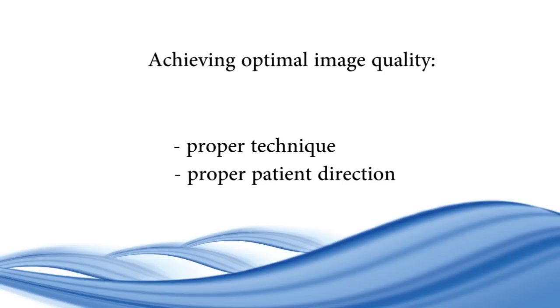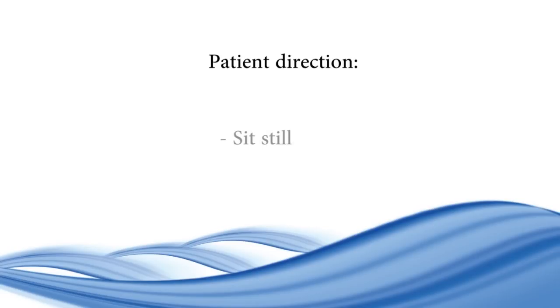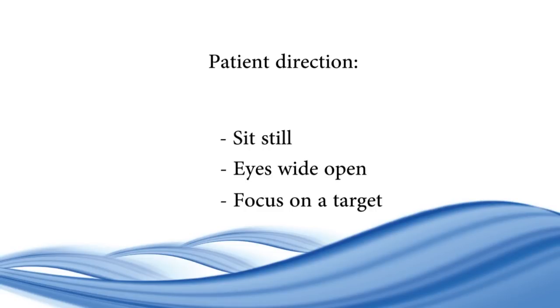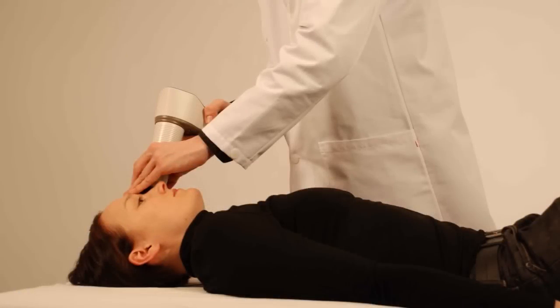To ensure the camera is stable for the image, it is recommended that both the patient and examiner are seated during the exam. The patient should be asked to sit still with their eyes as wide open as possible and focus on a target on the wall 2 to 3 meters behind the examiner so that the patient's eyes will target to infinity. It is also possible to use the camera for patients lying down.